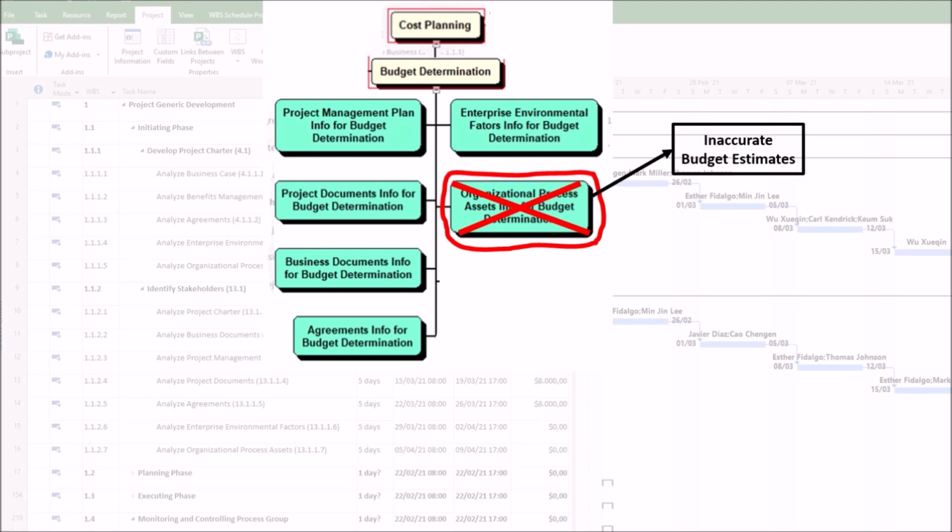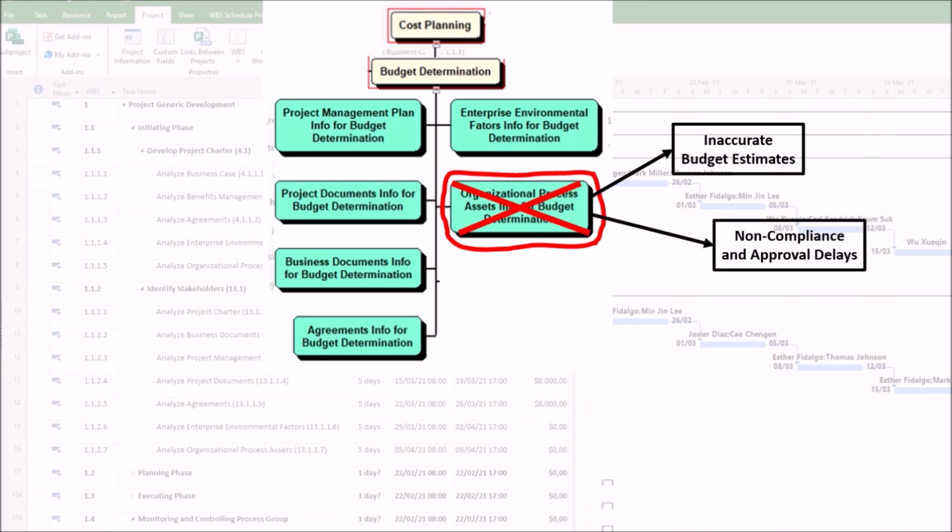1. Inaccurate budget estimates. First, lack of historical data. Without reliable past project cost data, teams may underestimate or overestimate budgets, leading to funding shortfalls or wasted resources. Second, ignored lessons learned. Failing to review past mistakes, such as unrealistic contingencies and vendor overruns, repeats costly errors. For example, a project ignores historical data showing that software development costs typically exceed estimates by 20%, resulting in an unrealistic budget.